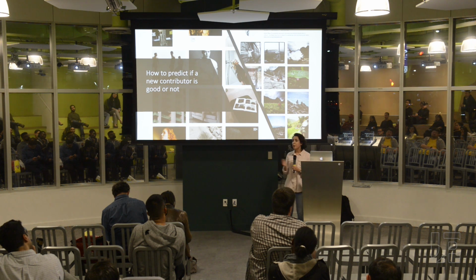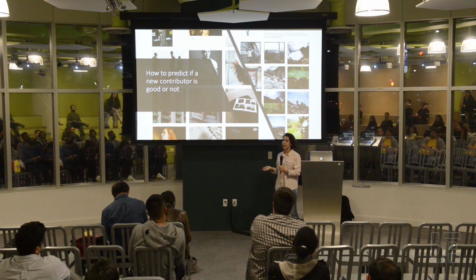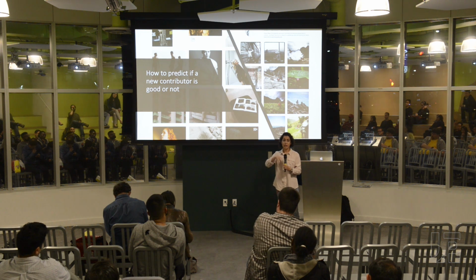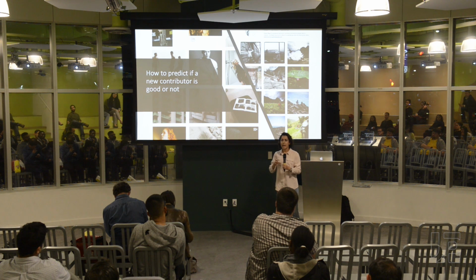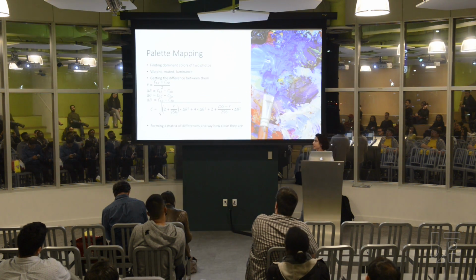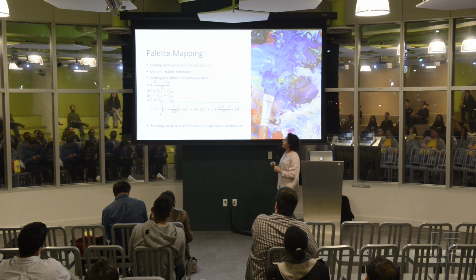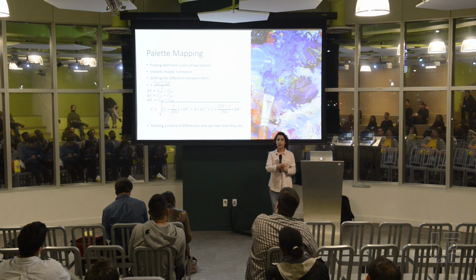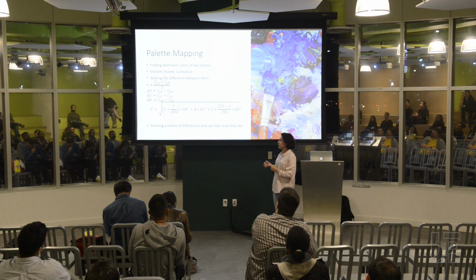So if we can compare them in terms of color similarity of their photos, we can also say that this new one is the same as the old one. So we built the color mapping API, which can compare two photos and say how similar this photo is to the other photo in terms of the colors that we use.